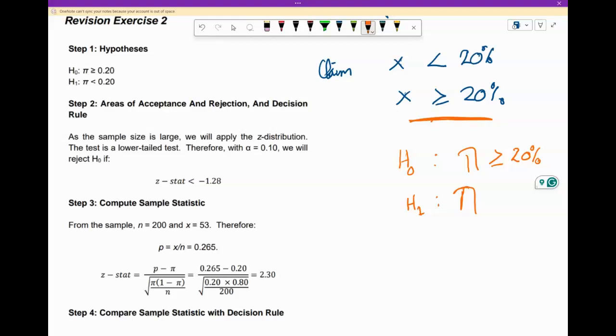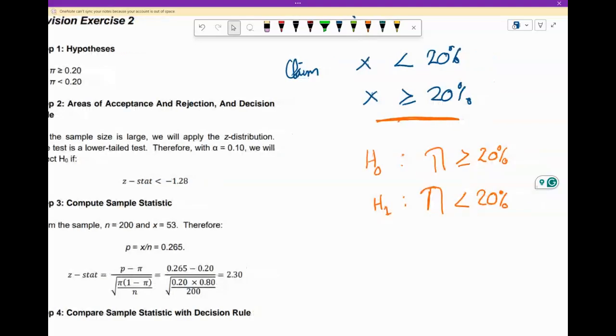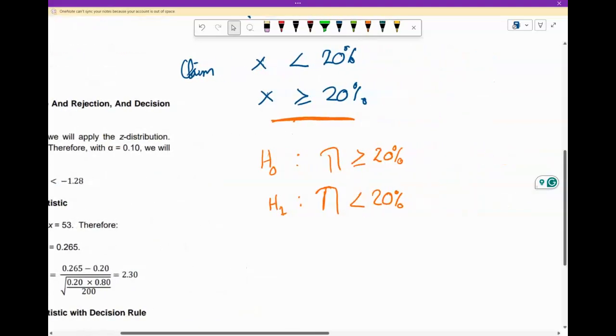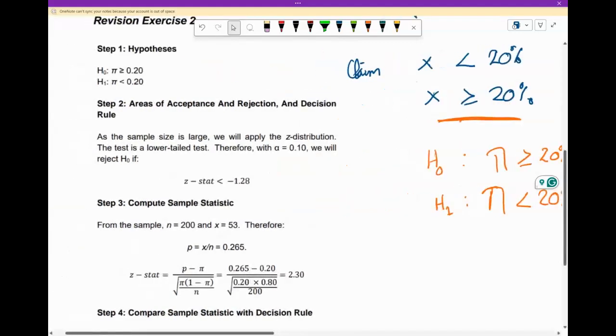But if you can at least get your things here right. So what are they using pi for? It's population. So we're saying less than 20% of our accidents are caused by untidiness. You even see here in their answers, that's what they did.